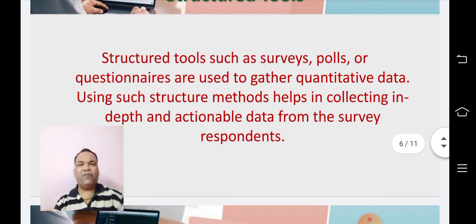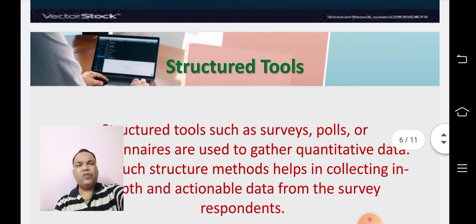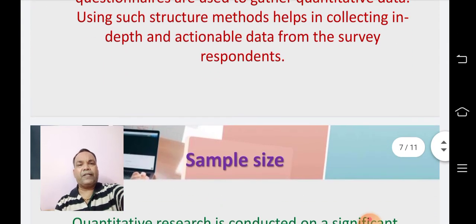Structured tools such as surveys, polls, and questionnaires are used to gather quantitative data, and the surveys that are conducted, polls that are conducted, and questionnaires that are developed for the purpose are all structured. They are not non-structured. Using such structured methods obviously helps the researcher collect in-depth and actionable data from the survey respondents. So, structured tools is the first key feature, and second is sample size.